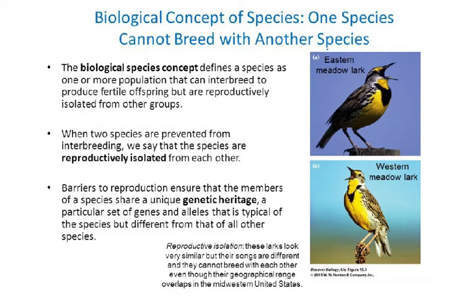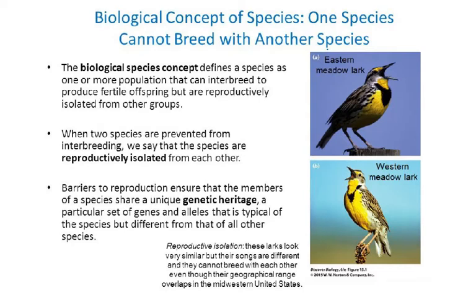That means they do not reproduce with the other groups. When 2 species are prevented from interbreeding, we say that the species are reproductively isolated from each other. Barriers to reproduction ensure that the members of a species share a unique genetic heritage, a particular set of genes and alleles that is typical of the species but different from that of all other species.